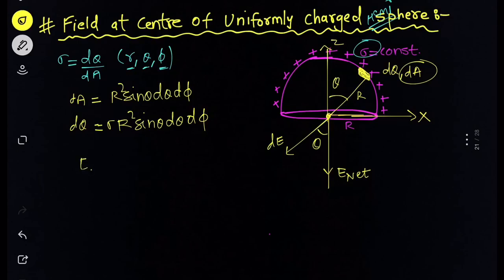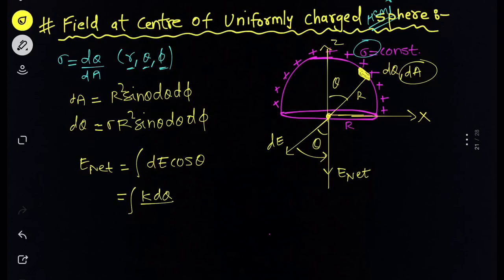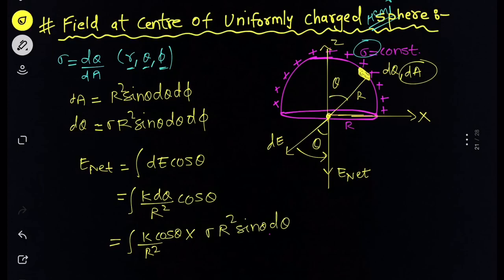So E net can be written as the integration of dE cos theta, taking the component of dE towards the z direction, and here we have dE as k dq over the distance squared, so the distance would be capital R square. So from the above discussion we can put dq. Here we'll have k divided by R square, cos theta into dq, and what is the value of dq? We have sigma R square sin theta d theta d phi.